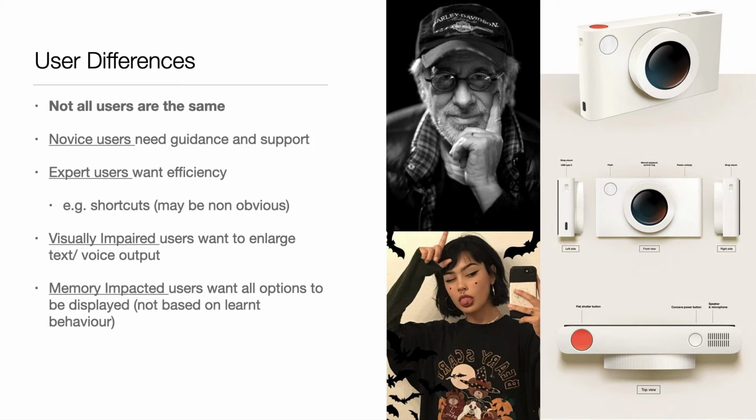People who are starting out need lots of guidance and support. People who are experts don't need that. They just want efficiency and shortcuts. Then you've got accessibility issues where if you have visual impairment, then you want to have text inputs. If you've got memory impairments, you need reminders and shortcuts. It all depends on who the user is.